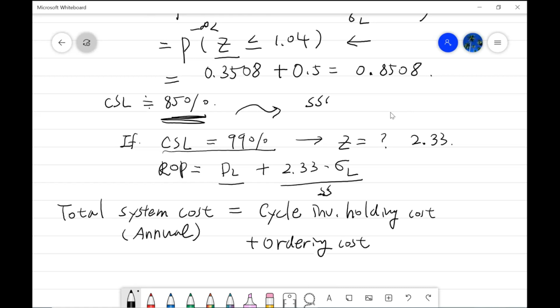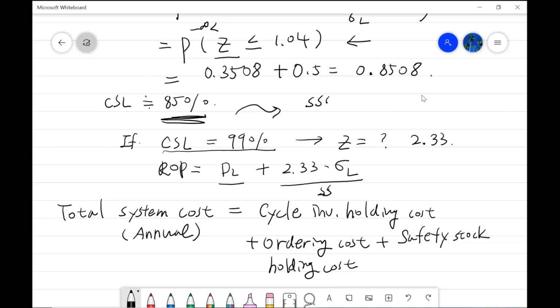But there's another cost here. What is that? Not only the cycle inventory, we also have the safety stock. So here we have to add the safety stock holding cost.